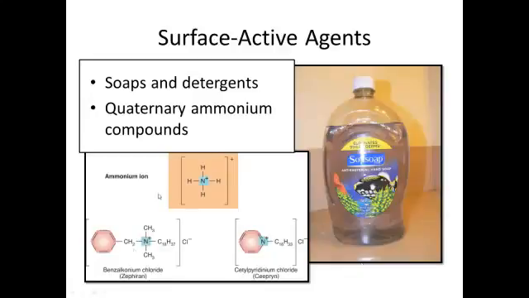This is wet. Here's your ammonium ion. This is basically ammonia that you would use in Windex, and we've attached other stuff to it.